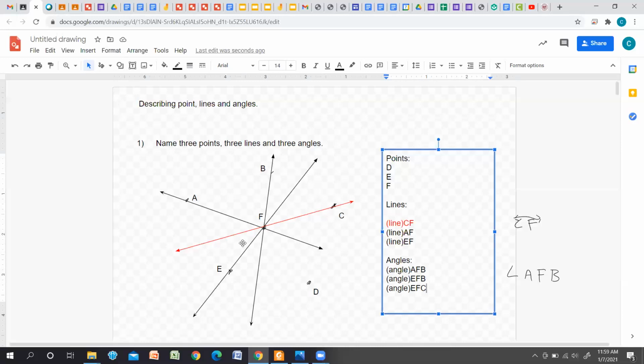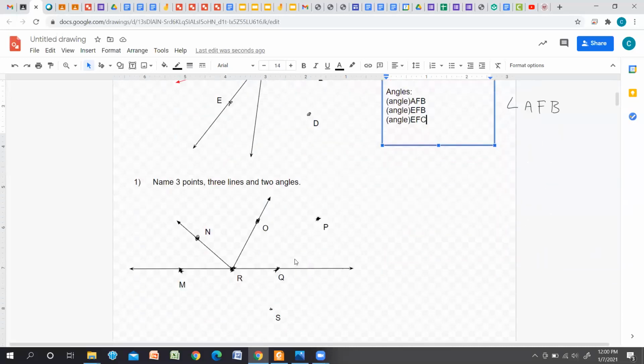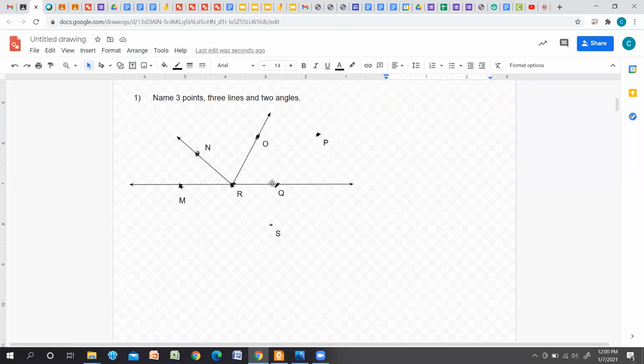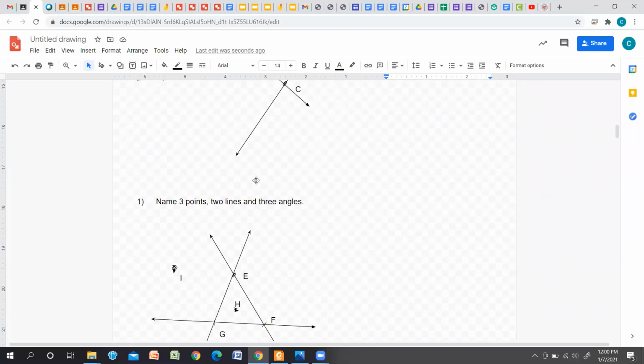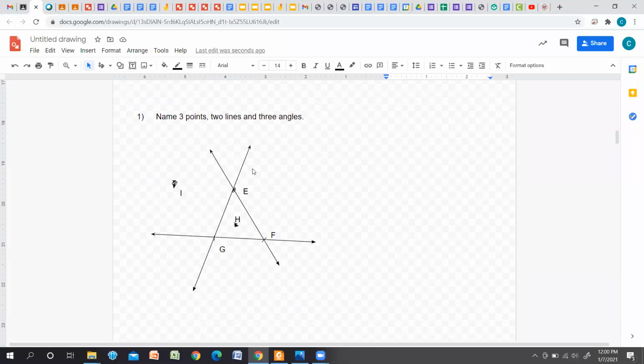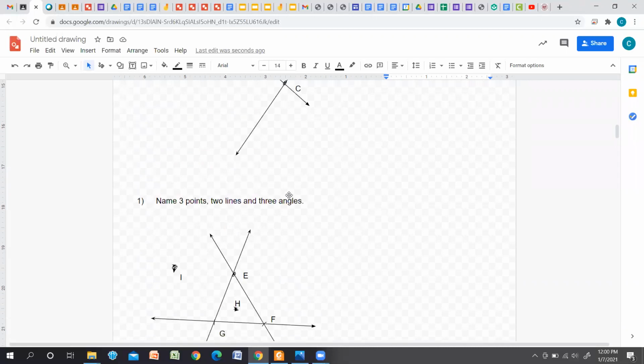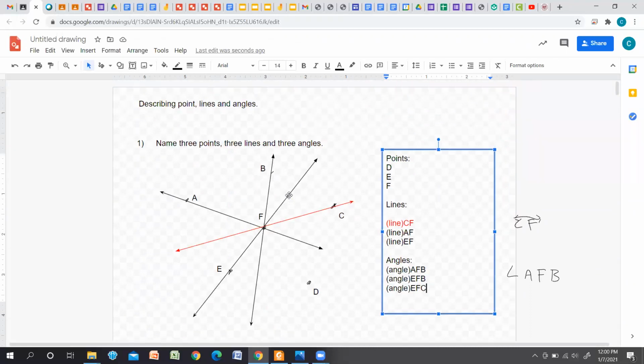So you're just going to go through, name the points, name the lines, name the angles. It's just practicing that basic skill. Again, name 3 points, 3 lines, and 2 angles here. Same thing here, 3 of all of them. Here are only 2 lines. Notice it sort of makes a triangle, so you might have to think, where are the angles formed? Okay, and that's all there is to this assignment. Please ask if you have any questions.